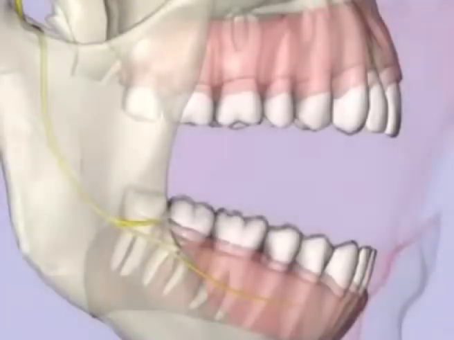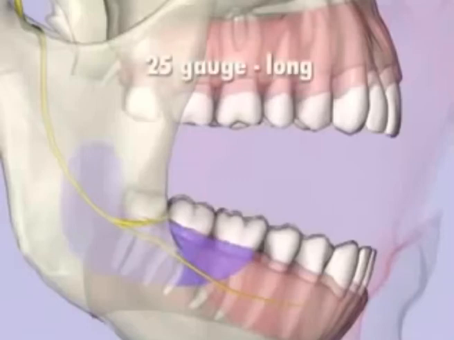The buccal nerve block provides anesthesia to the soft tissue and periosteum on the buccal aspect of the mandibular molars. The injection is given immediately following the inferior alveolar nerve block. A 25-gauge long needle is recommended.